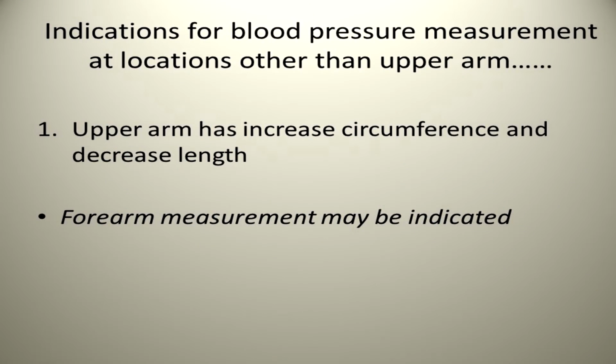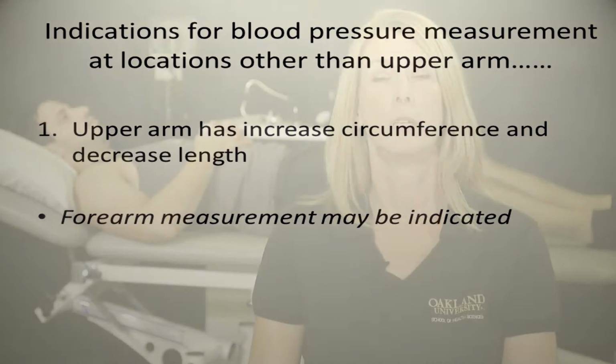While measurement in the upper arm is generally the first choice for obtaining a blood pressure measure, there are situations for which this may not be possible or indicated. Here are a few examples. If there is an increased circumference and decreased length in an individual's upper arm, such that the geometry is unable to accommodate the parameters of any cuff size, then a forearm measurement may be indicated.